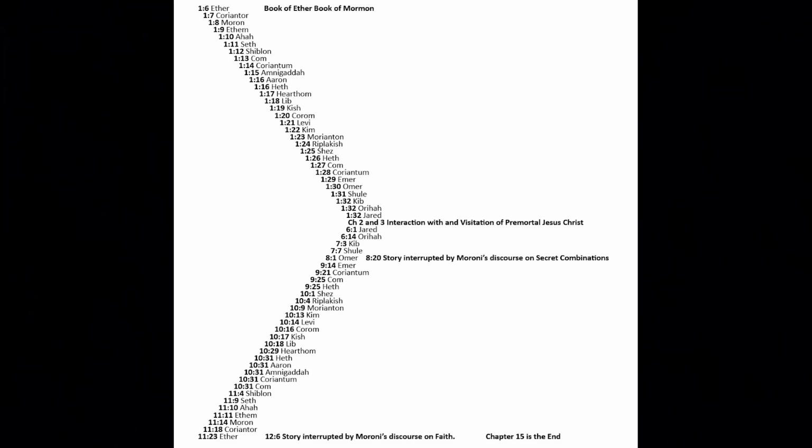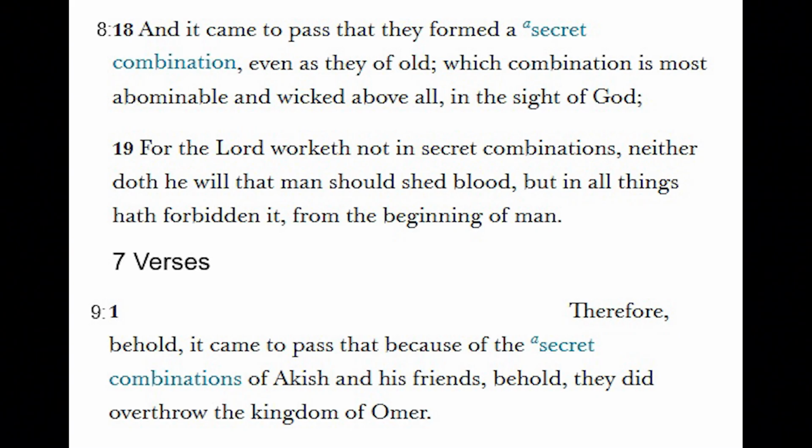So anyhow, interesting prophecy. There's a couple more interruptions by Moroni. I wrote here that in chapter 8, verse 20, the story gets interrupted by Moroni's discourse. The discourse is on secret combinations. I just thought I'd throw on the screen that the story just continues in perfect order without Moroni's interjection.